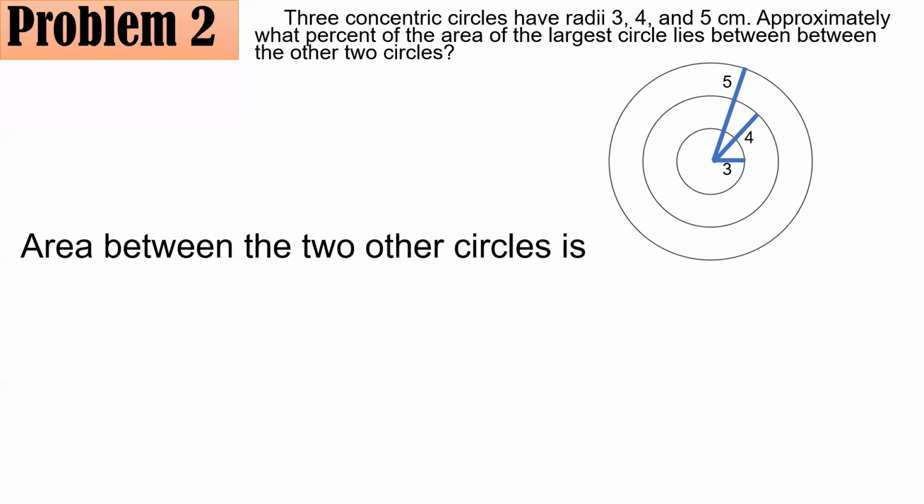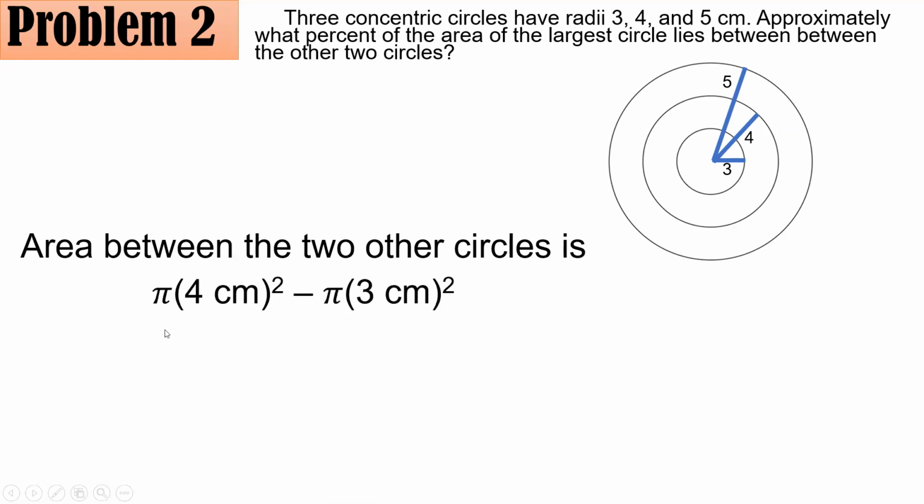So the area between the 2 other circles, di ba ito po yun? Ito po yung pinakamalaking circle. Ito po yung area between the 2 other circles. Di ba ito po yung hinahanap natin? Yung area na nasa loob ng circle na may radius 4, pero nasa labas ng circle na may radius 3. Okay? So, kukunin na po muna natin yung area ng ito.